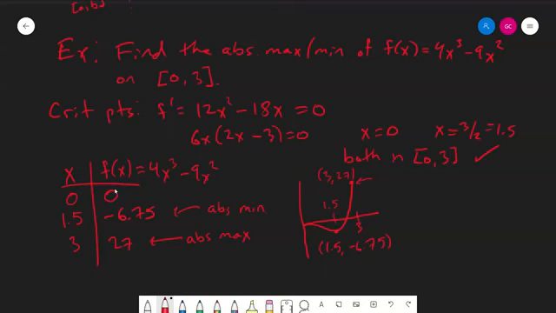Okay, so using this basic technique, you can find the absolute maximum and minimum of any continuous function on a closed interval. The hardest part actually is finding the critical points, because depending on what f is and what f prime is, well, setting that equal to 0 and solving can sometimes prove kind of difficult.